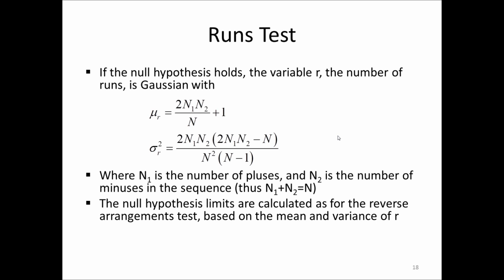Now, the runs test is based on the fact that if the data are stationary, then there should be approximately an equal amount of plus signs and minus signs. If there are fluctuations in the values y sub i, then this will lead to a series of pluses or minus signs, and the null hypothesis will eventually be rejected. So unlike the reverse arrangements test, the runs test is sensitive to these fluctuations.